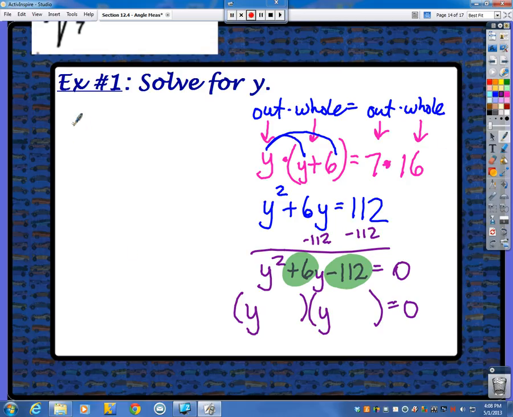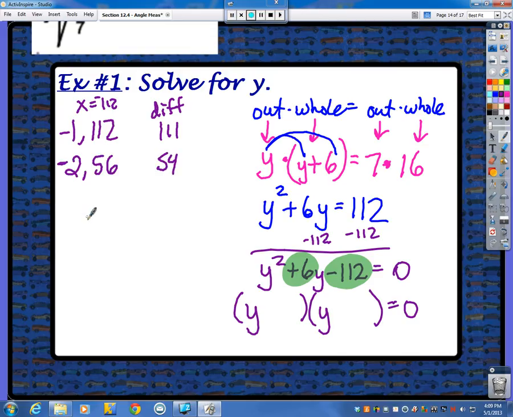So let's see. 1 times, oh, where'd my pen go? There we go. 1 and 112. But the difference between those two things is only 111. So, here's my difference, and here's the two things that will multiply to equal 112, really negative 112. So this could be negative 1 and 112, or negative 112 and positive 1, but the difference is going to be either positive or negative 111, which is definitely not 6. 2 times 56? So I could say that's negative, and the difference would be 54.